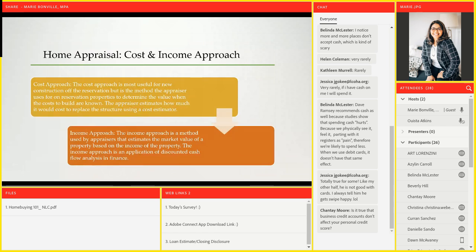The cost approach is something we see every day on the reservation because typically you're building that, right? The manufactured home is coming to the site. It's going to be placed on the site. And so the value itself is how much it costs to build that home.